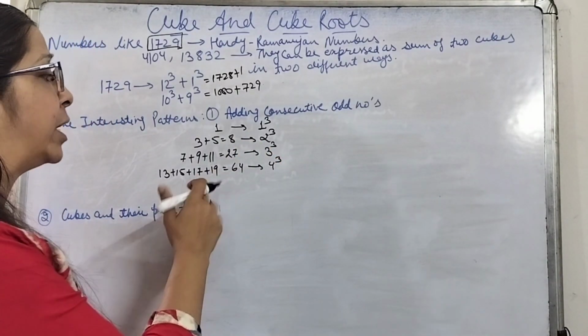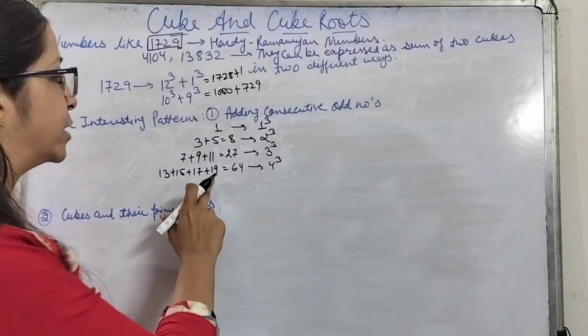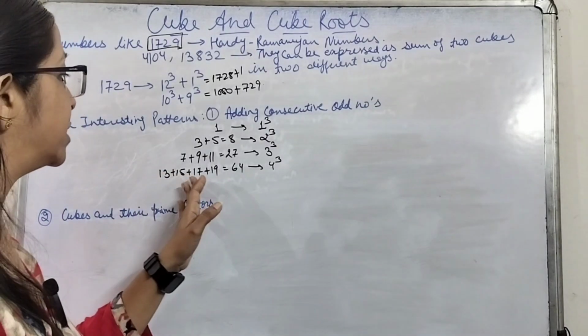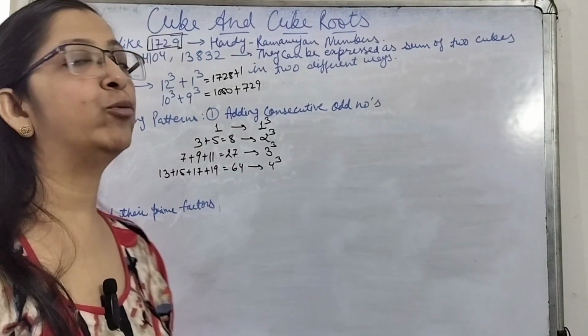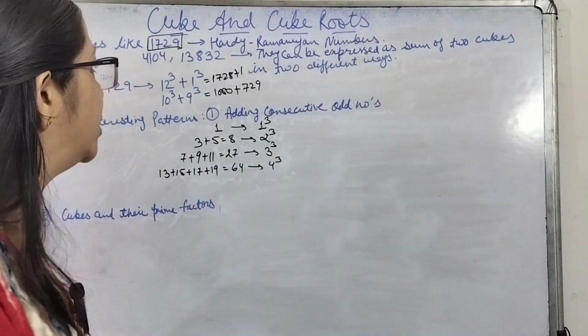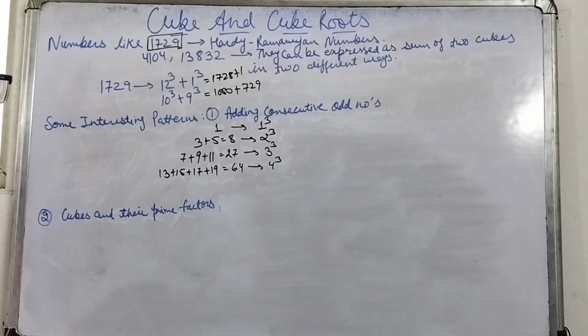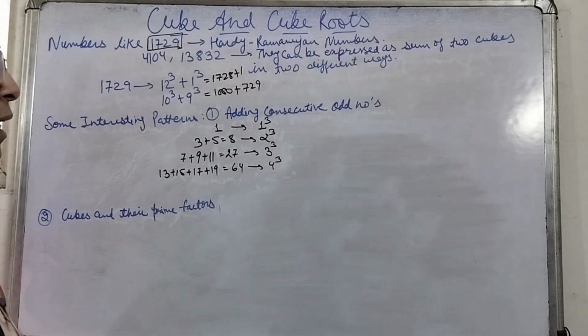Similarly, we can say that after 19 the next odd number is 21, and if we take 5 consecutive odd numbers, then their sum will be equivalent to 5 cube. So this is an interesting pattern related to cubes. Similarly, cubes and their prime factors.